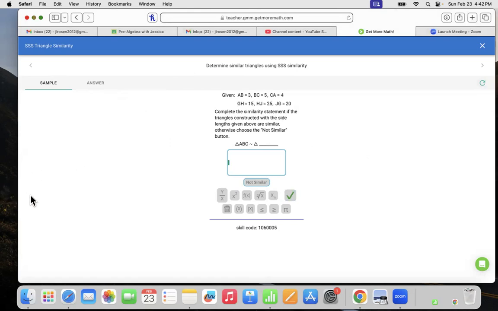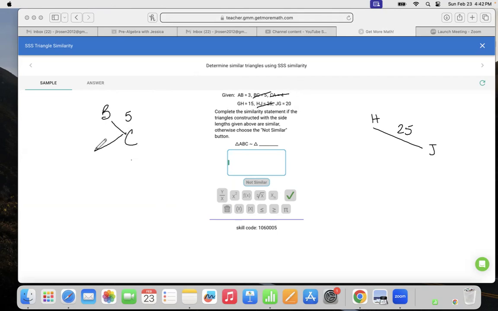Okay. Same concept on this one. I'm going to draw it out in the same exact manner. So my longest side is BC. And it's going to be 5, which means my longest side on this one is 25. And it's going to be HJ. Then my next longest side is CA. So it's going to go here. And that's going to be 4. And my next longest side is 15. That's GH. So that means my G is going to go here, which is 15. And then my shortest side is AB, which is 3. And my shortest side here is JG, which is 20.